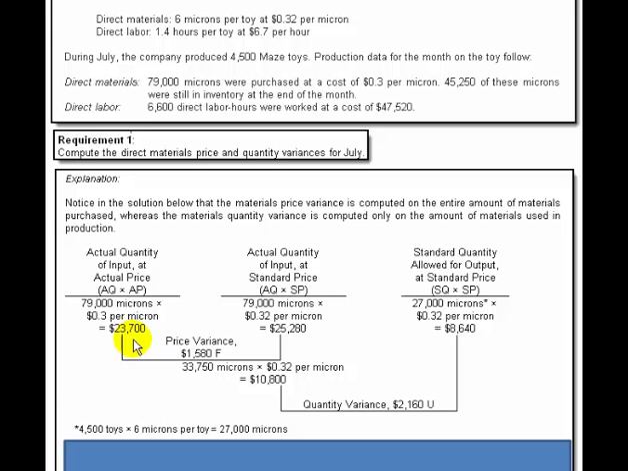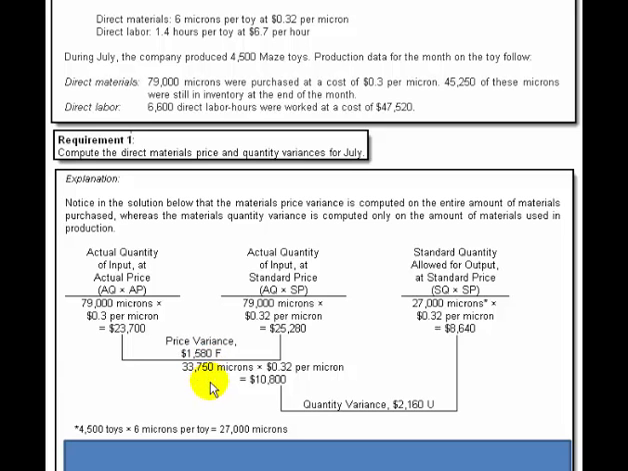We then need to compare that same 79,000 at the standard price of 0.32, right? We got that from here. And we come up with 25,280. So the difference between the 25,280 and the 23,700 is the price variance, and it's favorable. It's favorable because the actual 23,700 is less than the actual quantity at the standard price. Easier way to look at that is just look at the difference in price. 0.30 is less than 0.32. All right, so that gives us a price variance of 1,580.